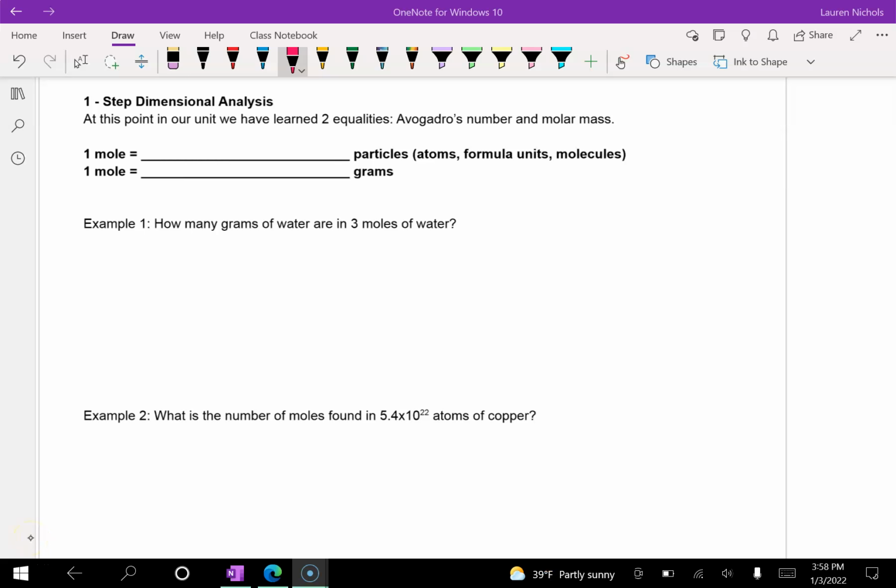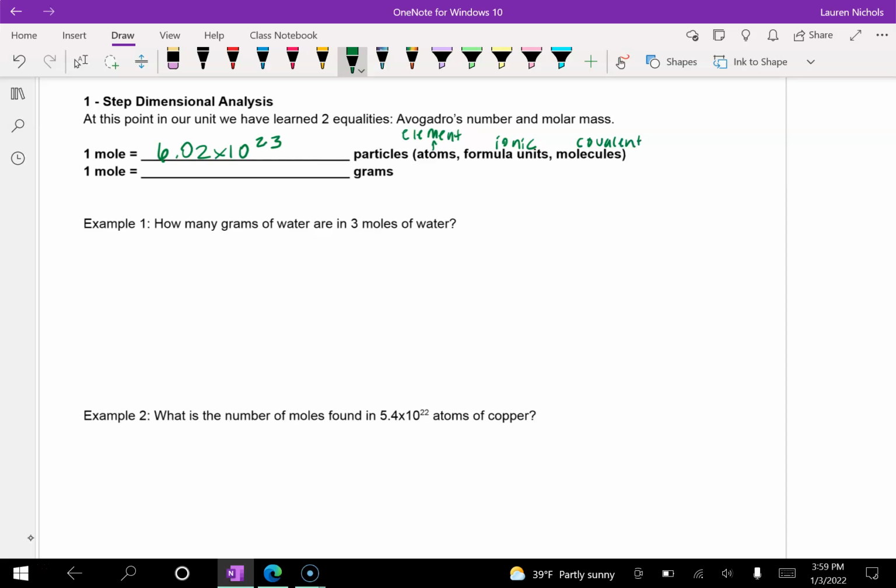All right, everyone. So this is the video that's going to combine one-step dimensional analysis using Avogadro's number and molar mass in the same video. So remember, we know that 1 mole of anything is equal to 6.02 times 10 to the 23 particles. And that could mean that it's atoms, formula units, molecules. It kind of depends on whether or not you're talking about a single element, something that's ionic, or something that's covalent.